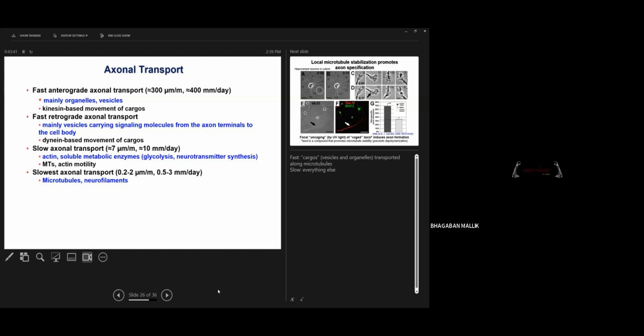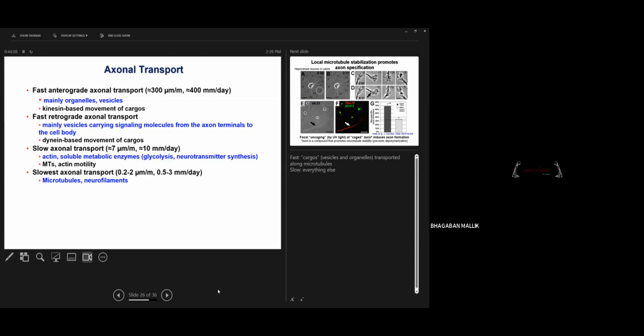The fast anterograde axonal transport is done by kinesin from the cell body to the axon terminal, and that happens at around 400 millimeters per day, or 300 micrometers per minute. So mainly the organelles or the vesicles are transported by fast anterograde axonal transport, and fast retrograde axonal transport can also happen.